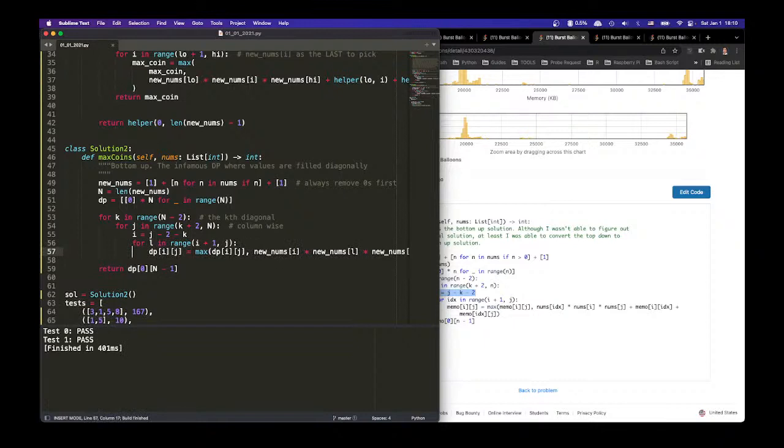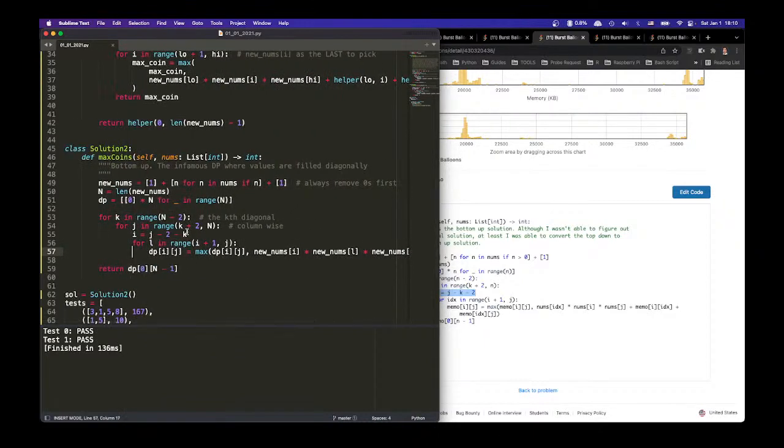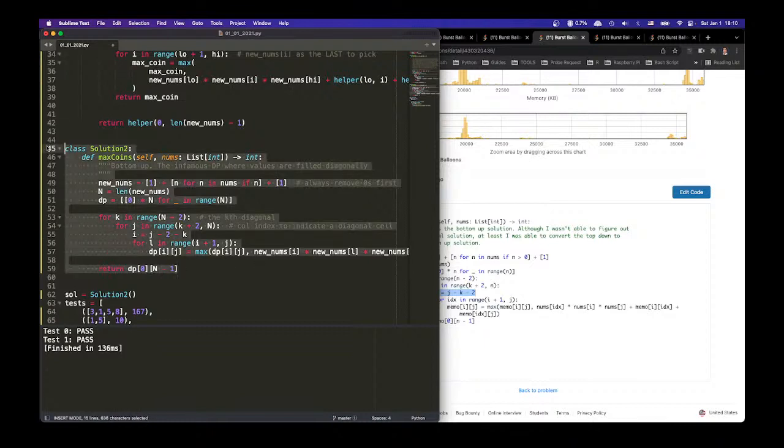Yeah, that is the, oh my god. So it's not column-wise, it's essentially using the column index to indicate a diagonal cell. Okay.